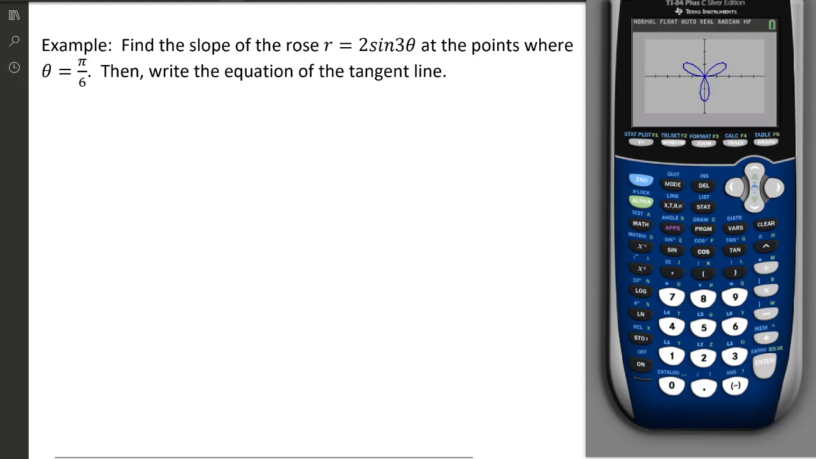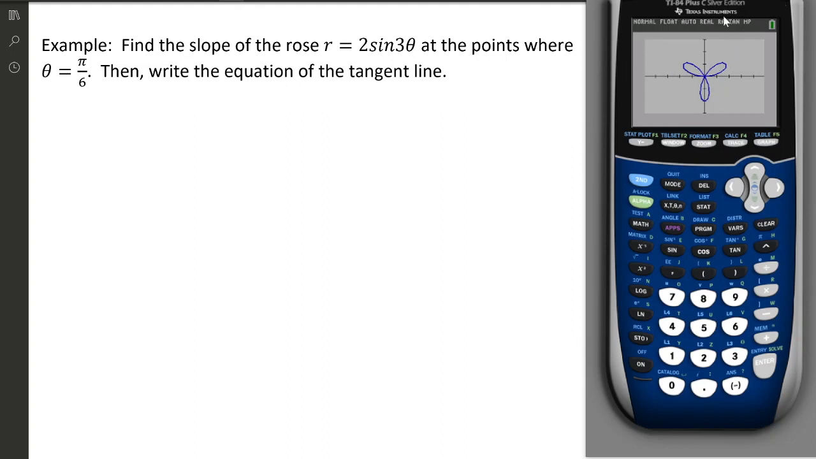And where theta is pi over 6, that's 30 degrees. So that's somewhere right over here on my graph. That's what I'm looking for. So it'd probably be a positive slope, so that's what I expect based on how the curve is looking. So let's find out. Let's see what we can do.